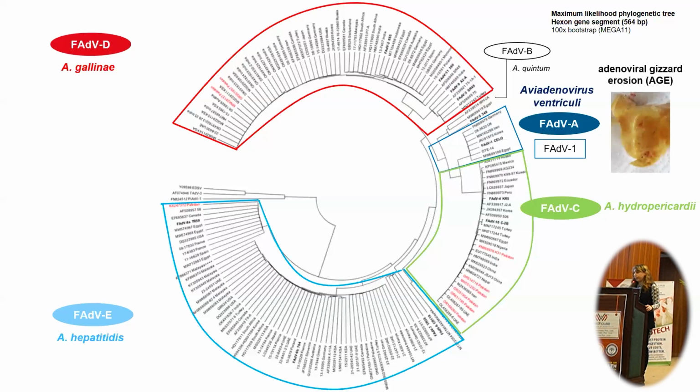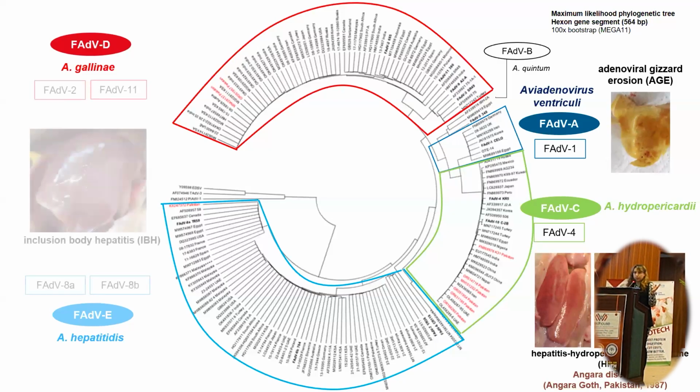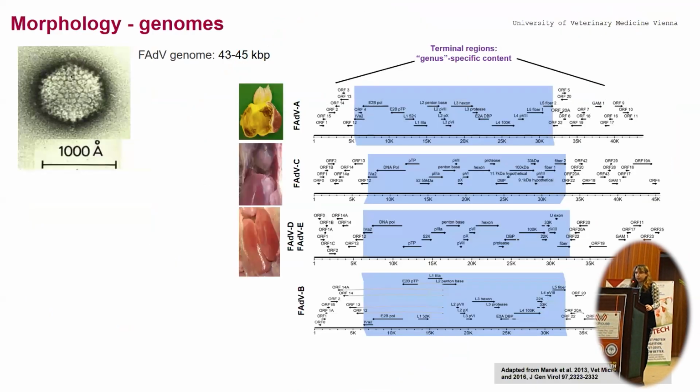Adenoviral Gizzard Erosion is associated with serotype 1, which belongs to species A. Hepatitis-Hydropericardium Syndrome, as has been mentioned, was first described here in Pakistan in 1987. It's associated with serotype 4, belonging to species C. And then there is Inclusion Body Hepatitis, which has a more diverse etiology. In fact, it is associated with serotypes 2 and 11 from species D and 8A and 8B from species E.